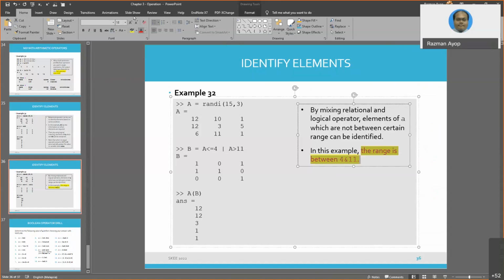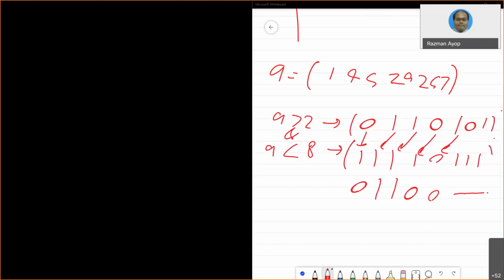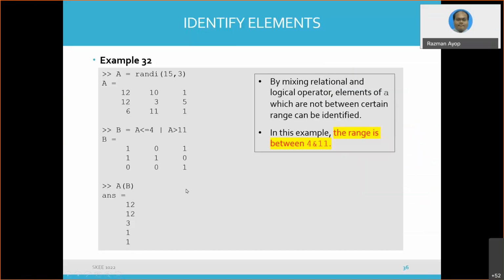So make sure you test this. Basically this is called identify element.